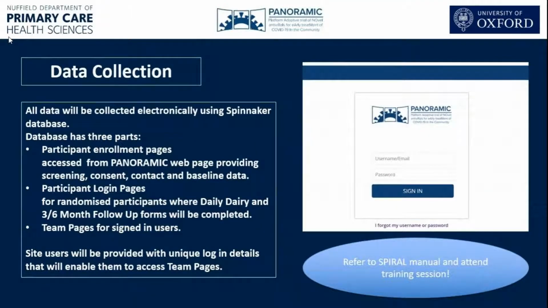Data collection. All data will be collected electronically using the Spinnaker database. This database has 3 parts. We have a participant enrolment page, which is accessed via the PANORAMIC website, and this provides the screening, consent, contact and baseline data. We'll also have participant login pages where they can complete their daily diaries, and also a team page for signed-in users. There will be a Spinnaker manual to refer to, and there'll also be a training session at some point this week.